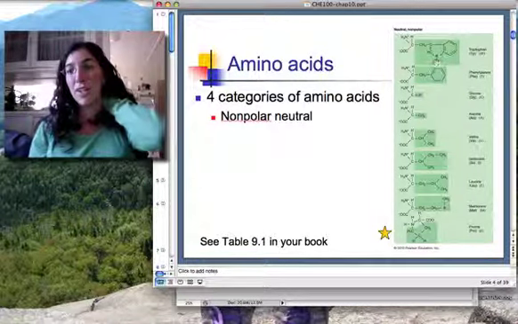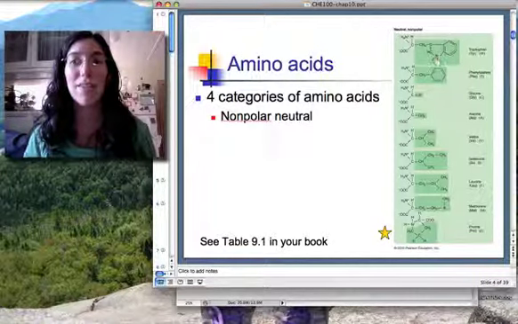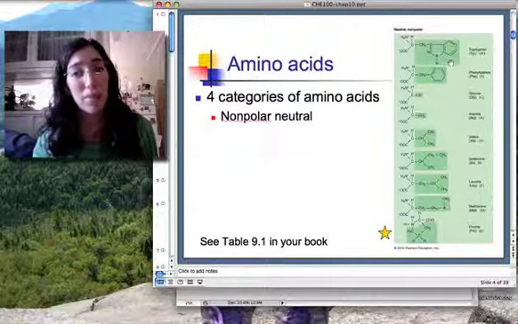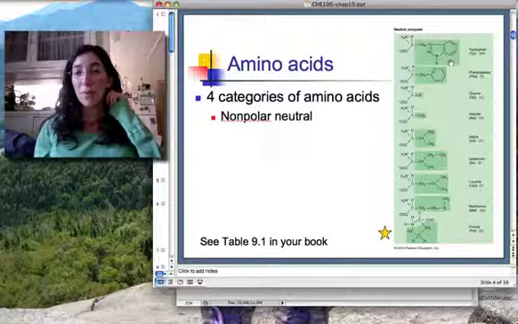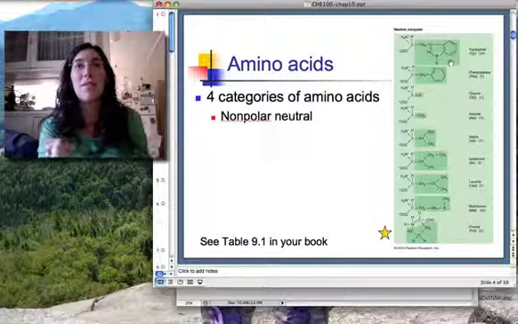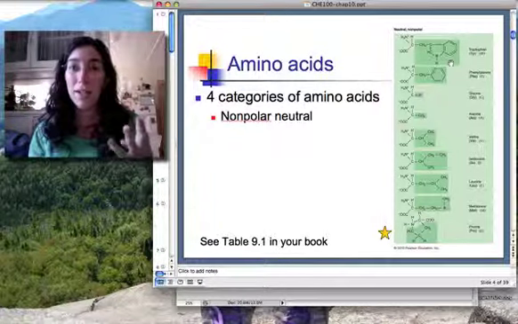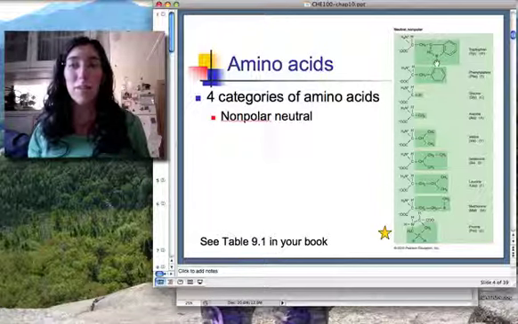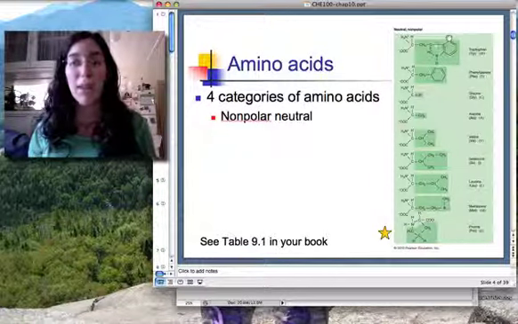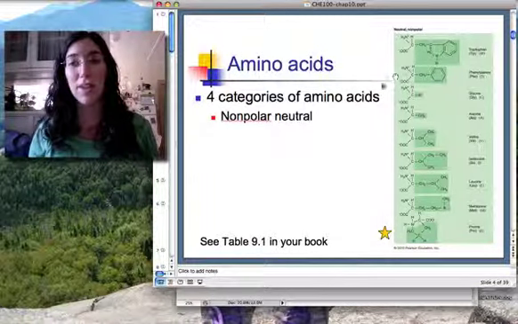The one exception, I guess, is tryptophan, which does have a nitrogen in the side chain. Nitrogen is a polar electron hog. Nitrogen, oxygen, fluorine, and chlorine are the 4 electron hogs. Normally having a nitrogen would make it more polar, but tryptophan happens to be in this nonpolar group because there's so many carbons and hydrogens otherwise.